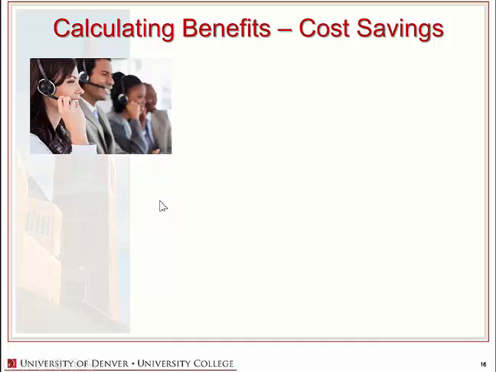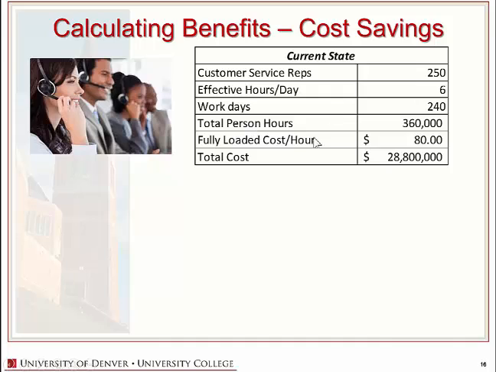Let's say you're developing enhancements to your company's customer service software. Now the software you develop does a lot of things. But what it does do, it reduces time for each customer service transaction by 10%. So we're going to walk through the calculations. Let's just say there are 250 customer service reps. Effectively, they work about 6 hours per day. That takes into account breaks and lunch and training time and non-productive time. There are about 240 work days in a year, which accounts for vacations and sick time and holidays. So the total person hours is 360,000 hours in that particular customer service center.